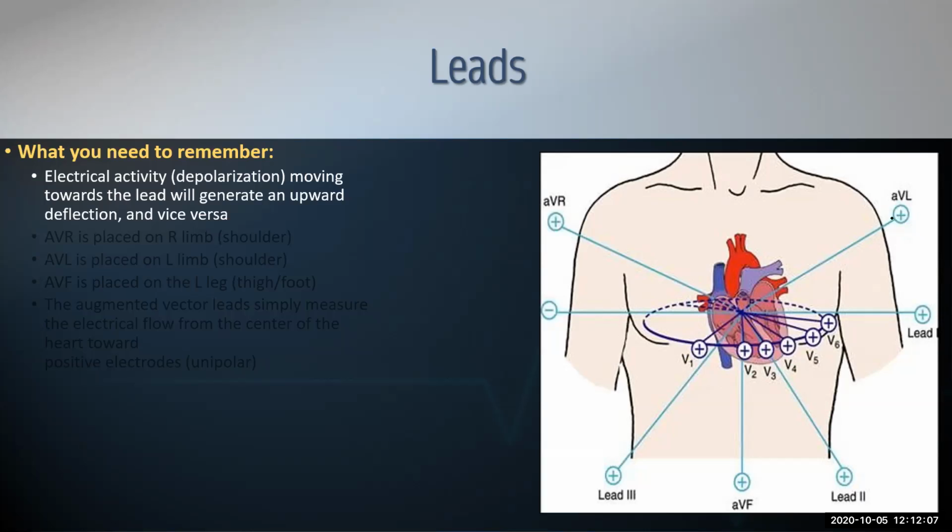And then again, lead aVL is going to be somewhat perpendicular to that. So you should see more of an isoelectric line, not a purely positive line. And then lead 1 is going to be somewhat perpendicular, but not really. So then you should expect to see more of a positive than a negative deflection.